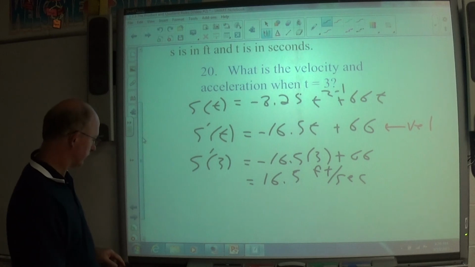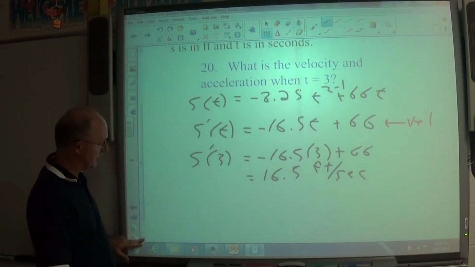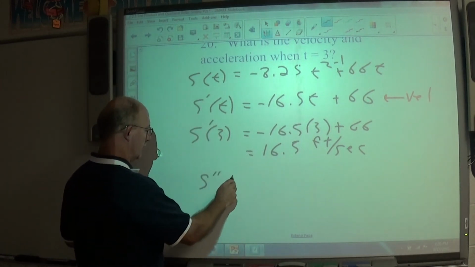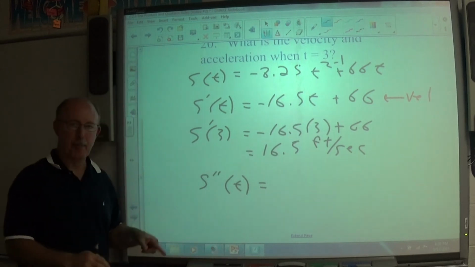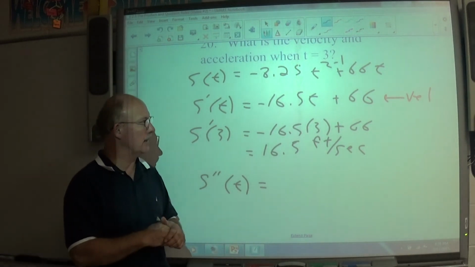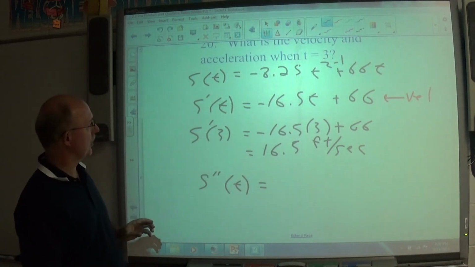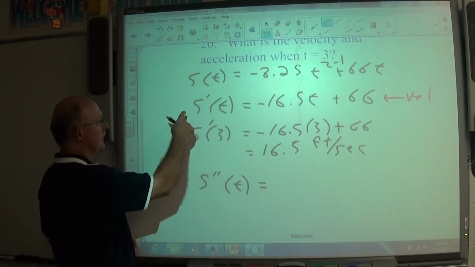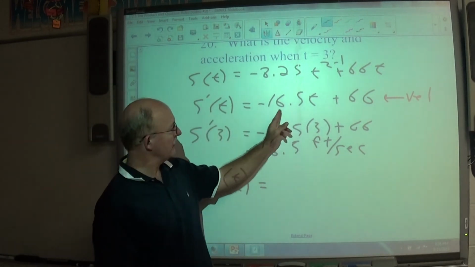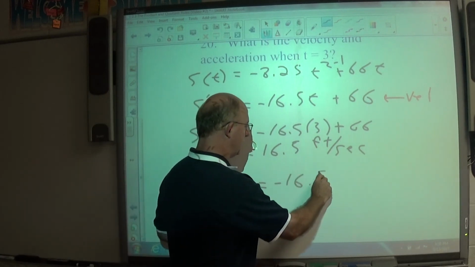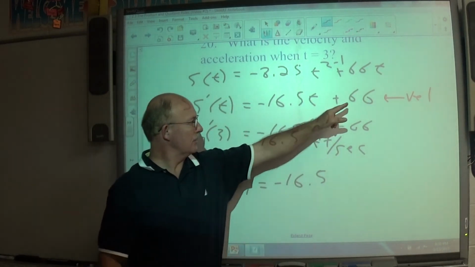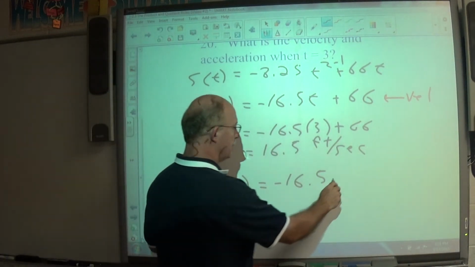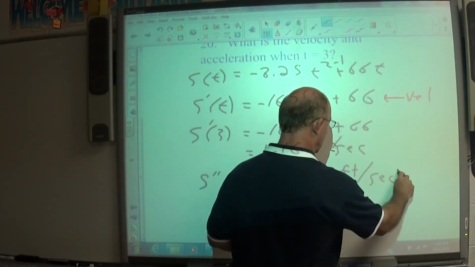Now let's get the acceleration. Now to get the acceleration, let's come on down. You got to find this second derivative. Now the second derivative, s prime prime t. Now this will describe our acceleration. So the first derivative was negative 16.5 t plus 66. So taking the derivative of the first derivative, the derivative of negative 16.5 t is negative 16.5. Once again, you drop the t. The derivative of 66 is 0. So that's the acceleration. Now this will be in feet per second squared.